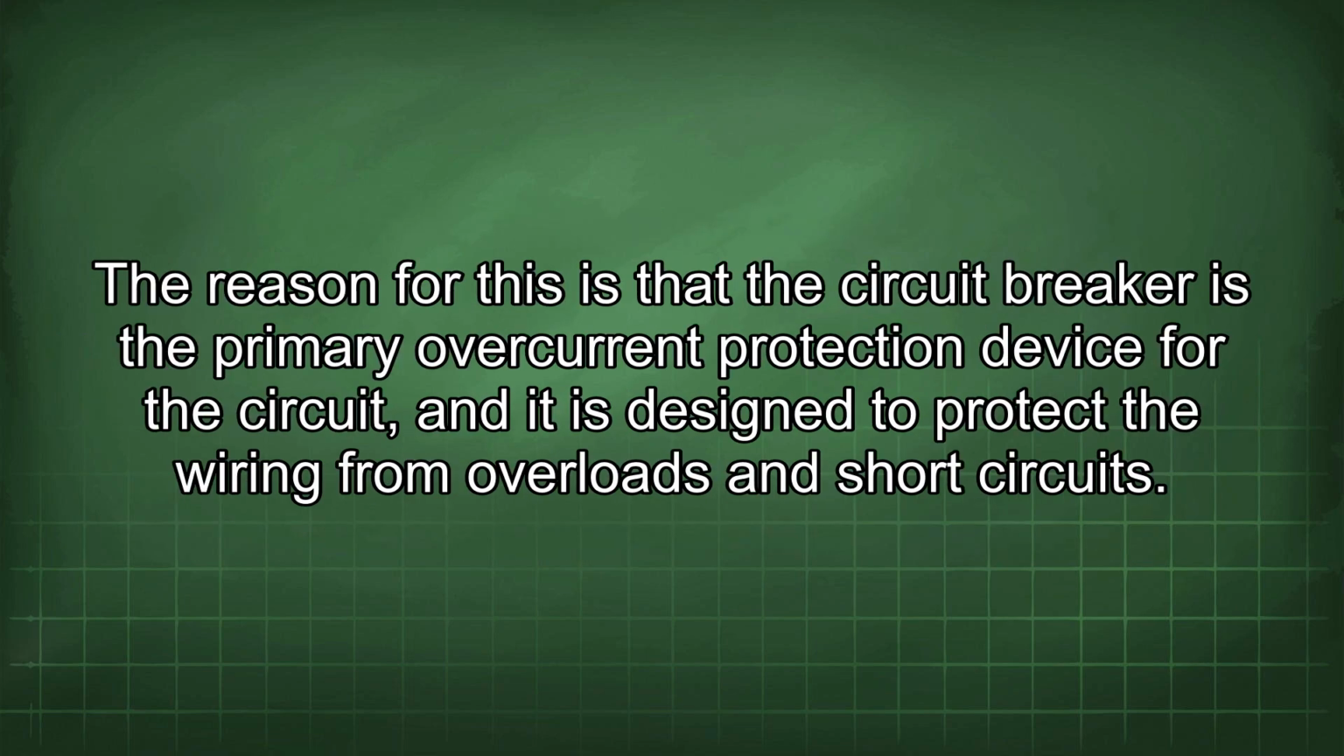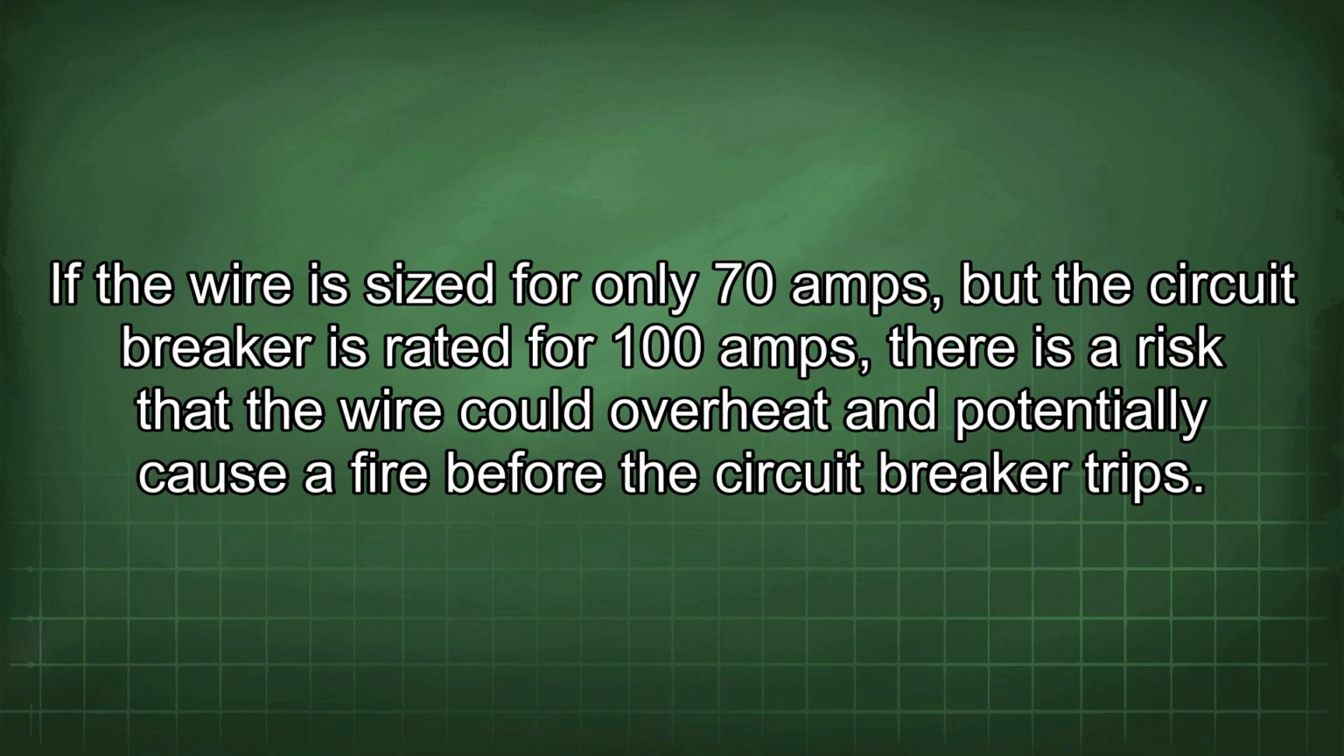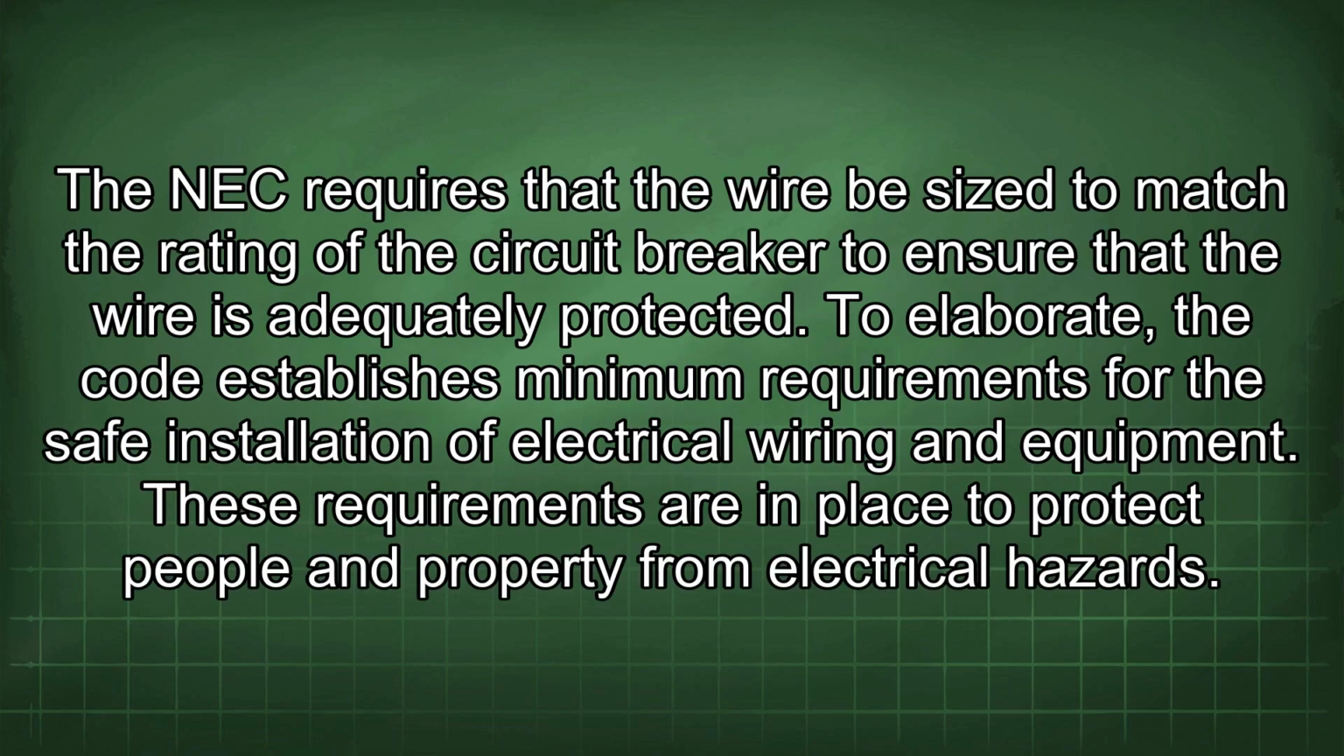The reason for this is that the circuit breaker is the primary overcurrent protection device for the circuit, and it is designed to protect the wiring from overloads and short circuits. If the wire is sized for only 70 amps, but the circuit breaker is rated for 100 amps, there is a risk that the wire could overheat and potentially cause a fire before the circuit breaker trips. The NEC requires that the wire be sized to match the rating of the circuit breaker to ensure that the wire is adequately protected. To elaborate, the code establishes minimum requirements for the safe installation of electrical wiring and equipment.